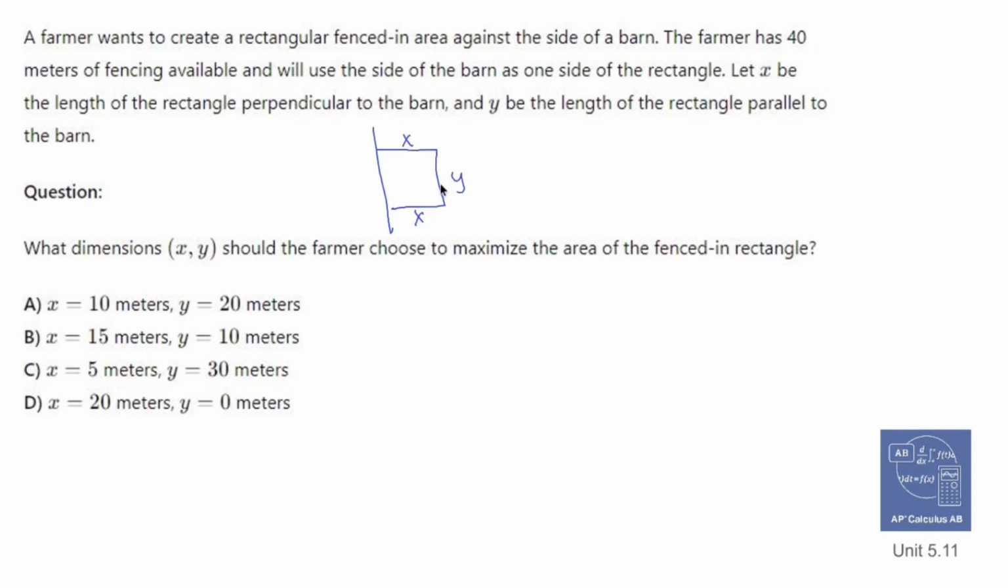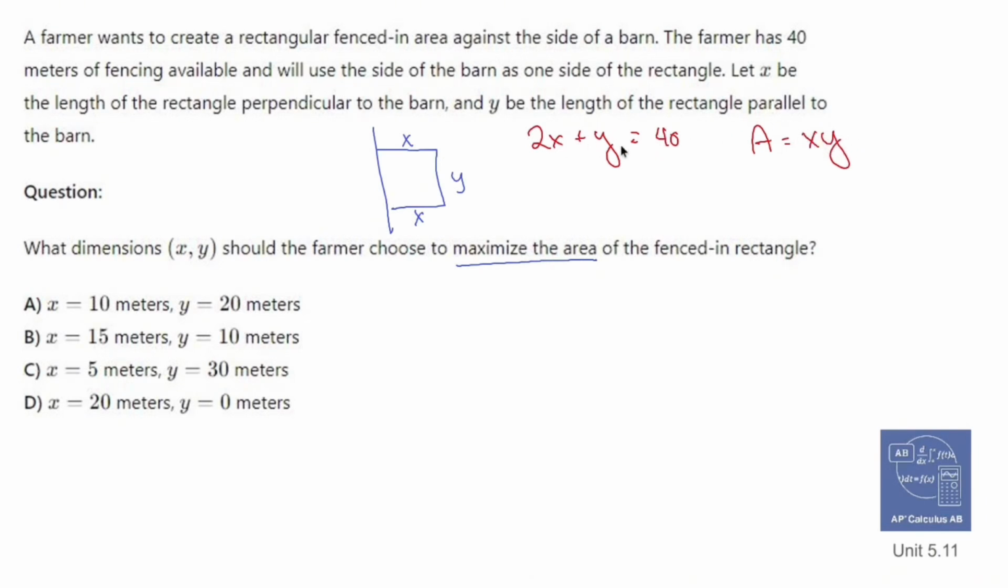Okay, and again, our job is to maximize the area. So when you have a problem like this, you need to come up with as many equations as you can. I have 2 x's and a y giving me a perimeter of 40. So there's my perimeter formula. I'm also supposed to maximize the area, so the area is going to be x times y, which means I'm going to want to take the derivative of this. But I can't because I have 2 variables.